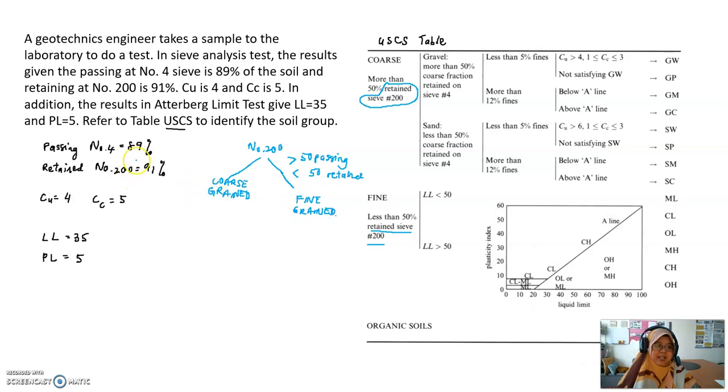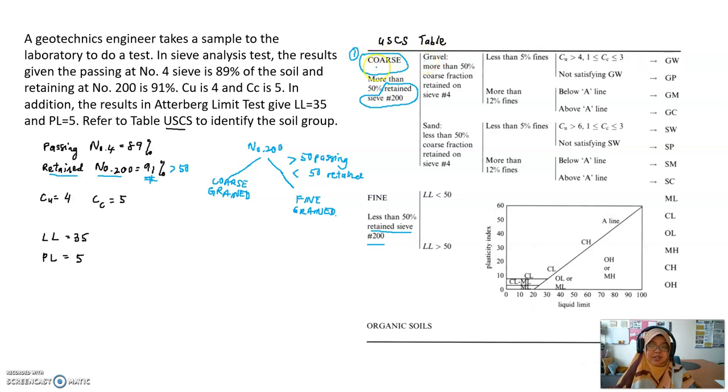So we check the info that we get. Retained at number 200 is 91%, so it is more than 50% retained. More than 50% retained means that the first group that we are able to classify is that the soil is a coarse grain soil. After settling the first step, let's move to the second step.